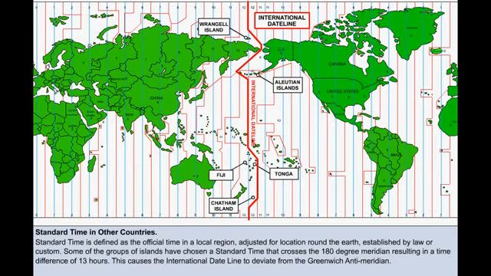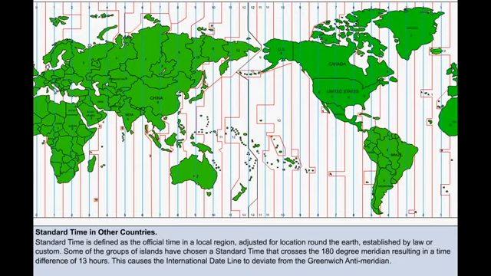You can also see that countries with a large longitudinal extent have no option but to subdivide into regions, each with its own standard time. Typical examples are North America and Russia.